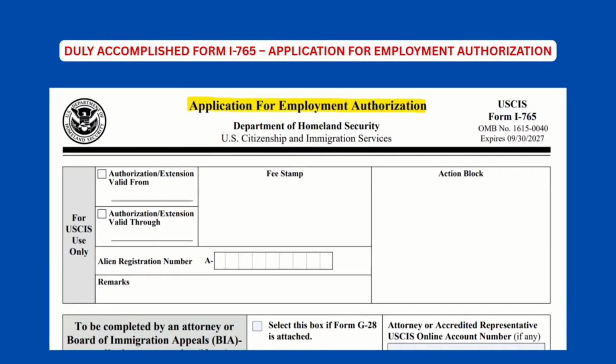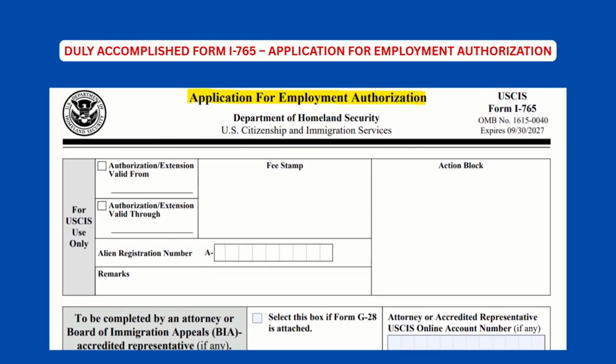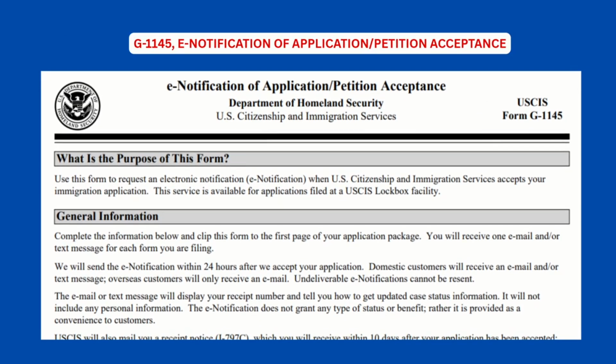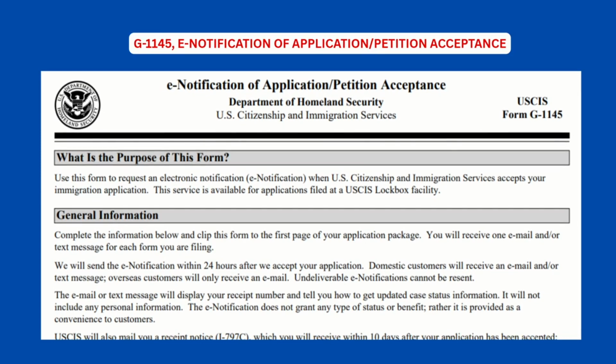Next to include in your compilation for your work permit is a copy of the duly accomplished Form I-765, completed, and make sure that you input the correct information. Make sure also, guys, that you download the latest version by visiting the website www.uscis.gov. We also included a Form G-1145. This is an e-notification of application. Once USCIS receives your application, they will send you a text message with a receipt number.